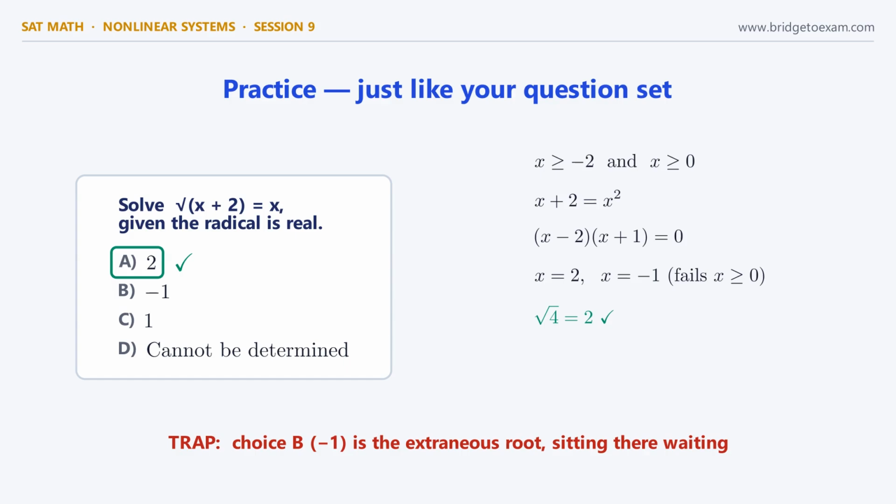Now filter. Negative 1 fails our x at least 0 restriction, so it's out. Verify 2 in the original. Root of 2 plus 2 is root 4, which is 2, and the right side is 2. It checks. The answer is A, x equals 2. And notice choice B is negative 1, the extraneous root, sitting right there in the answer choices, waiting for anyone who squared, factored, and stopped.